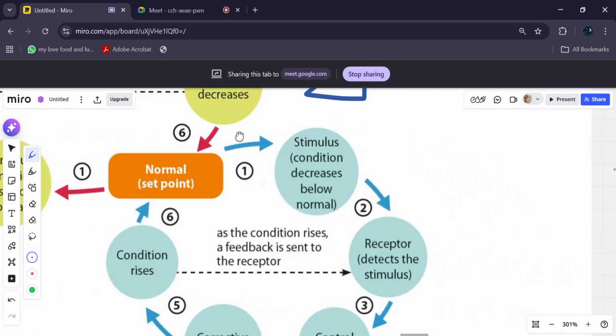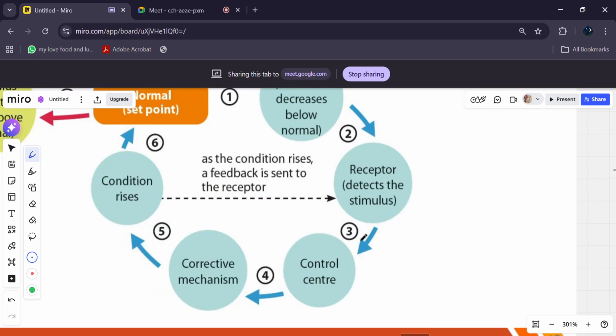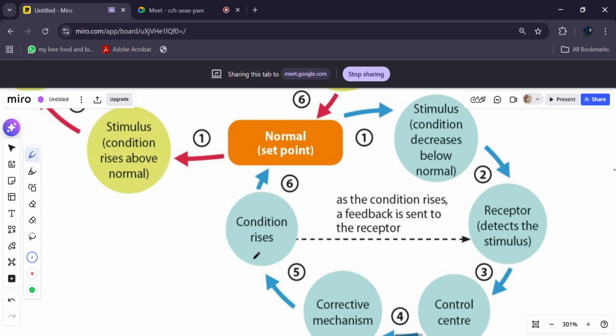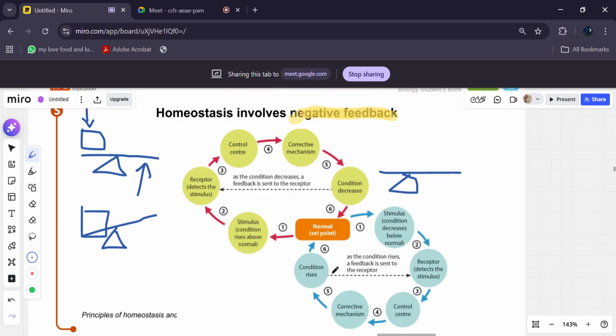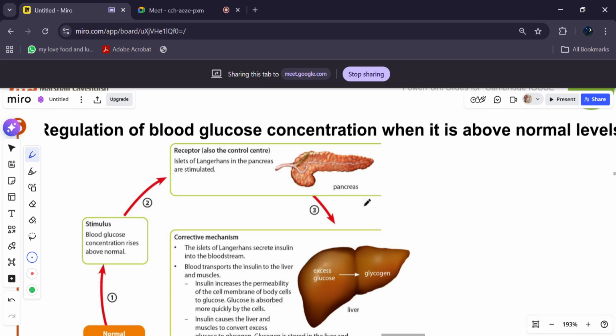And the same can be said for this. When a stimulus is made, this time a decrease in temperature, the receptor detects the stimulus, sends the message to the control center, and the control center sends the message to the corrective mechanism. The corrective mechanism then does a change that allows the temperature to increase, setting it back to normal. So this is an example of regulation of blood glucose.